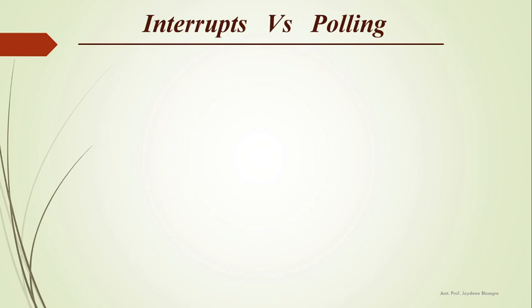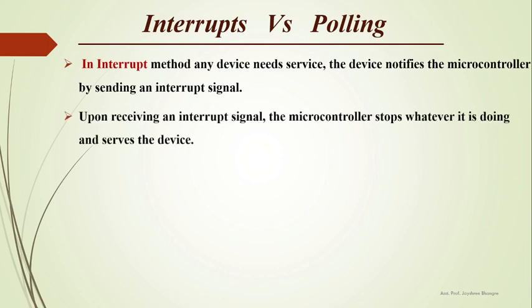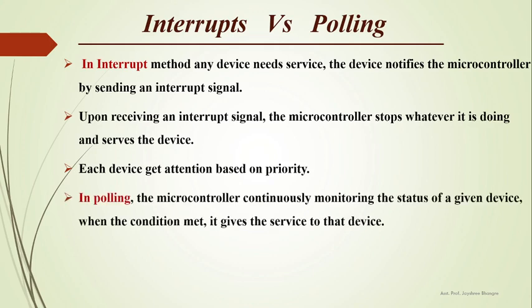Along with interrupts, there is another method to provide service to the IO devices, which is polling. In the interrupt method, when any device needs service, the device notifies the microcontroller by sending an interrupt signal. Upon receiving an interrupt signal, the microcontroller stops whatever it is doing and serves the device. Each device gets attention based on the priority that is connected to the microcontroller.